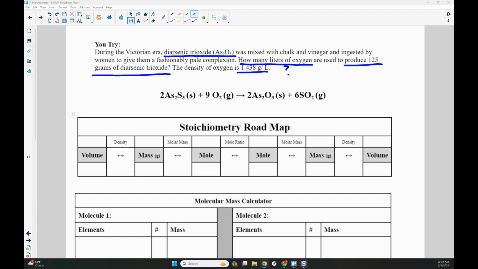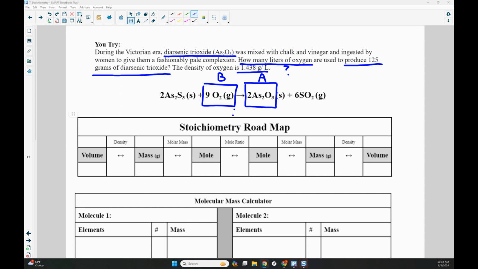We want to be crystal clear about what we're trying to do and what the relevant chemicals are. In this case, we are trying to figure out how many liters of oxygen we have. So I'm going to draw a box around that. That's one of the things that we care about. I'm going to call that chemical B because that's what we're trying to figure out. And we've been given a certain amount of arsenic trioxide. I'm going to call that chemical A.